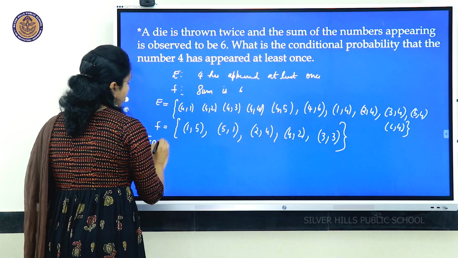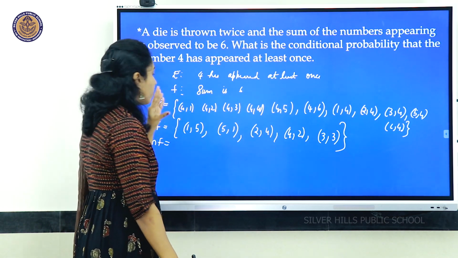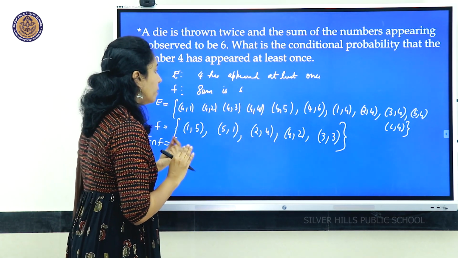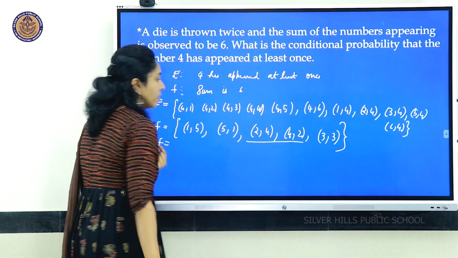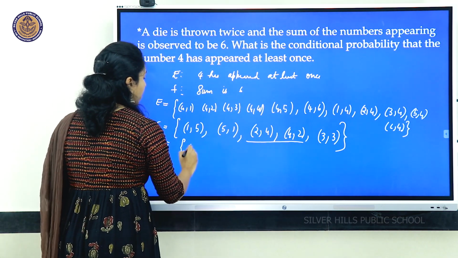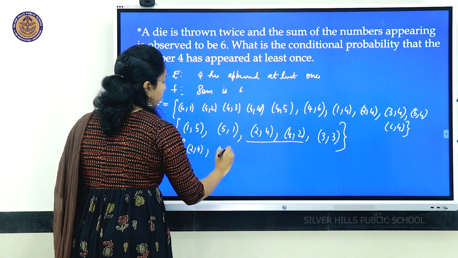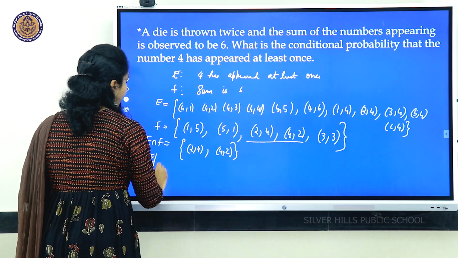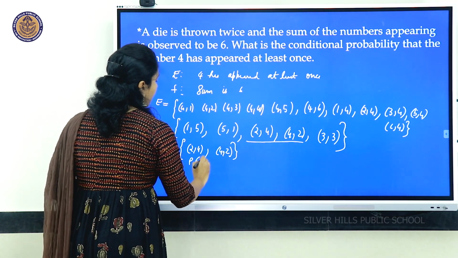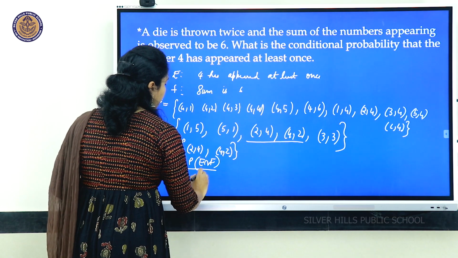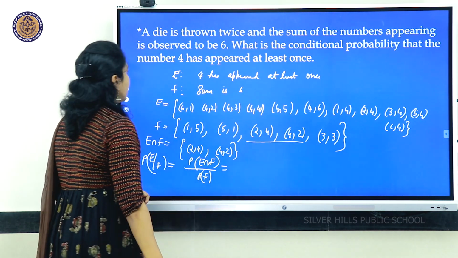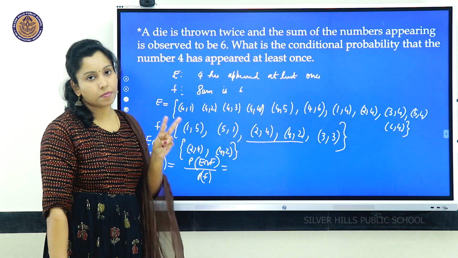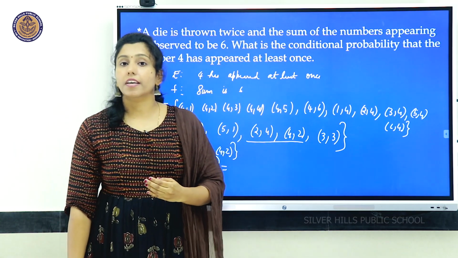Now we just take the intersection of these two. What are the members common to E and F? That means sum should be 6 and at least once the 4 should be present. So I get these two, right? Only 2 members are there. So E intersection F includes 2, 4 and 4, 2. Now we just apply the formula. P of E given F is equal to P of E intersection F divided by P of F. That's equal to. Now, how many members are there in E intersection F? Just 2 members. Out of total 36, because a die is thrown how many times?